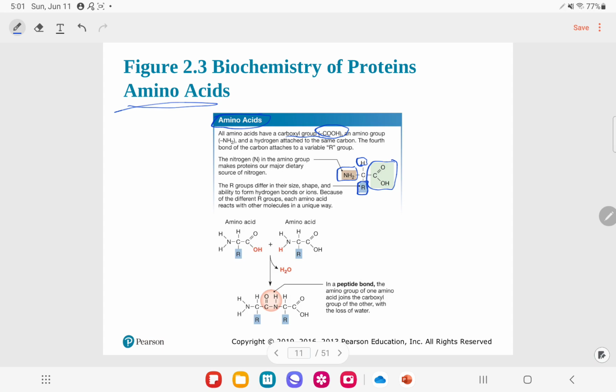The R groups differ in size, shape, and their ability to form hydrogen bonds or ions. Certain amino acids like glycine have a different R group than alanine, which has a different R group from tryptophan. So this is the identifying factor that makes it a specific, different amino acid. But all amino acids are going to have this carboxyl group, this amino group, and this hydrogen, all bound to that central carbon, okay?